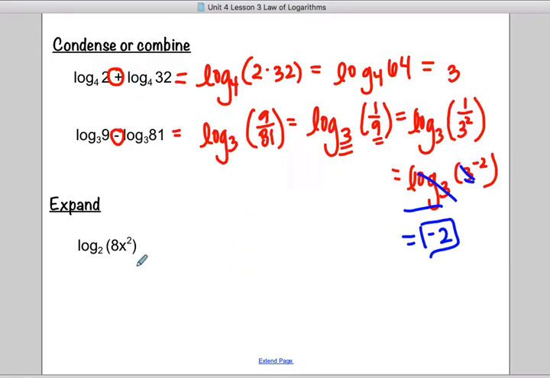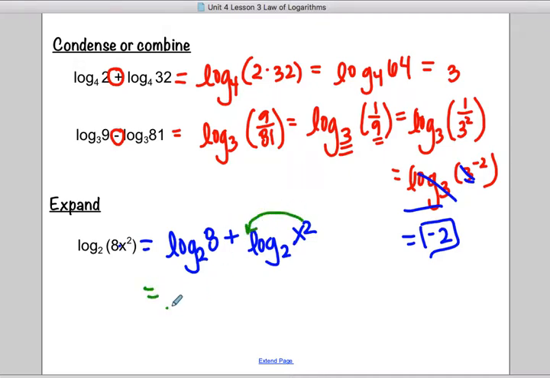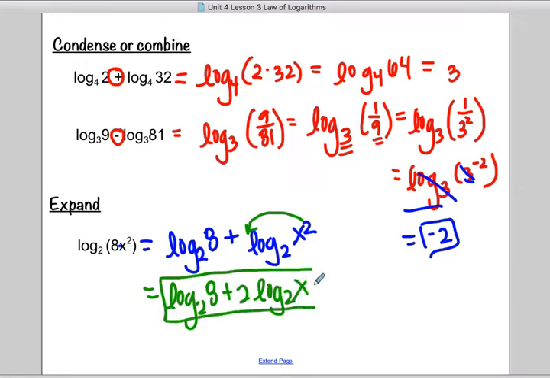Expand. So now we're doing the opposite. I really have 8 times x squared. So I can separate with addition. Log base 2 of 8 plus log base 2 of x squared. The other thing, in order to be fully expanded, you must take any exponents, if they're not a 1, and put them down in front. So it's a 2, so I'm going to write it here. So it's equal to log base 2 of 8 plus 2 log base 2 of x. And there it is, completely expanded.